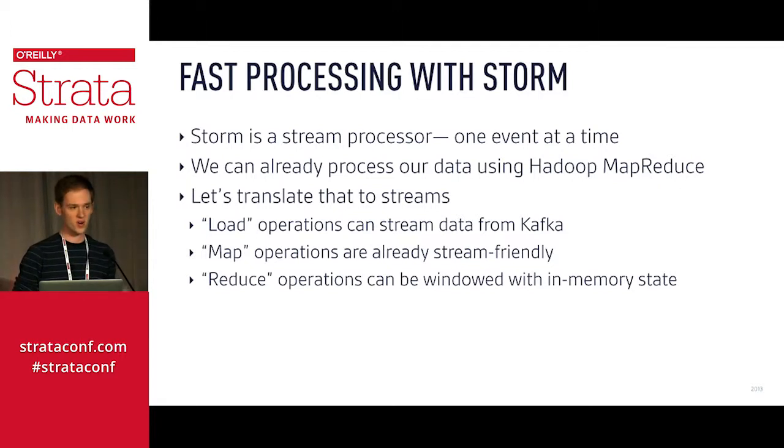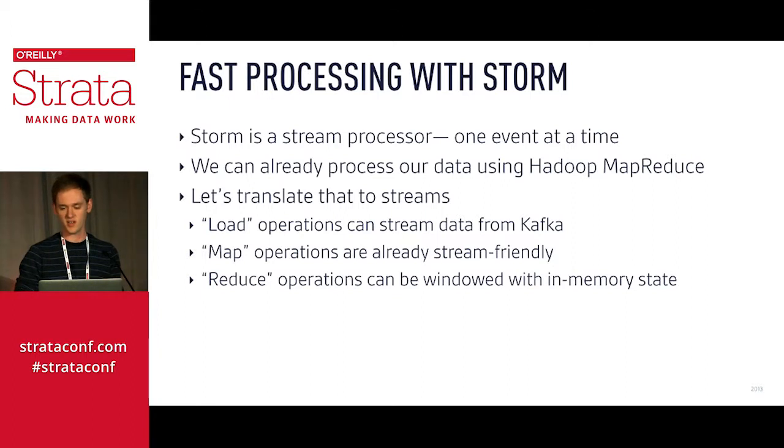And the way that we approach building these Storm topologies is first looking at our Hadoop jobs. In general, you have a Hadoop job to start with. Maybe you wrote it in Pig, maybe you wrote it in Cascading, but you have something. And we translate that to a streaming system. Hadoop jobs do essentially three things. They load data, they map it, and they reduce it. Load and map operations are trivial to translate into a streaming system because they are one event at a time.